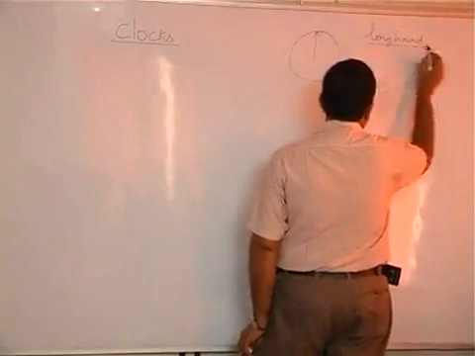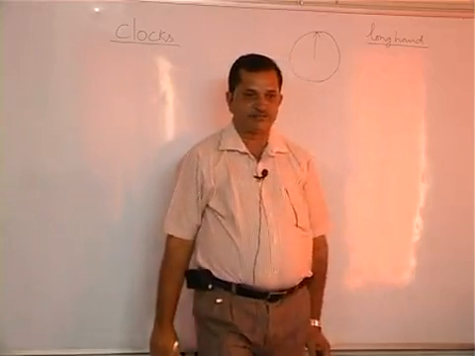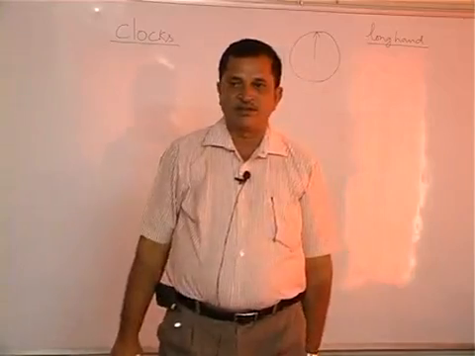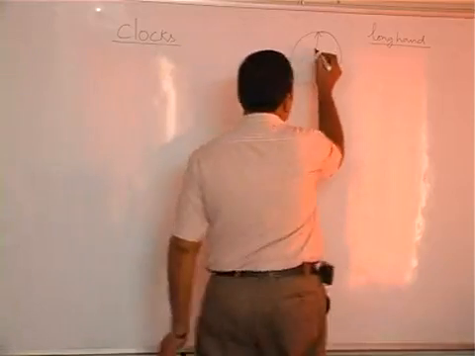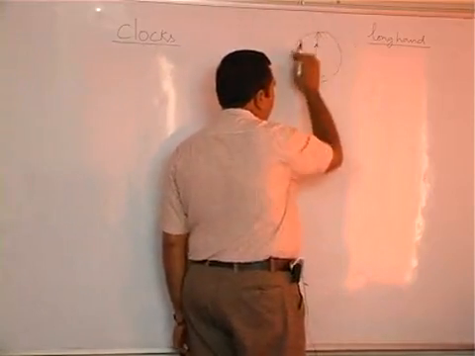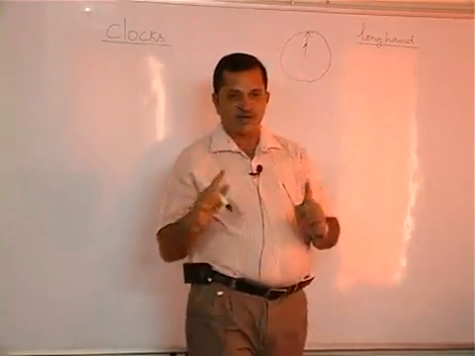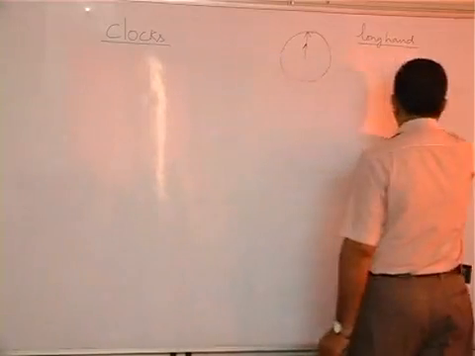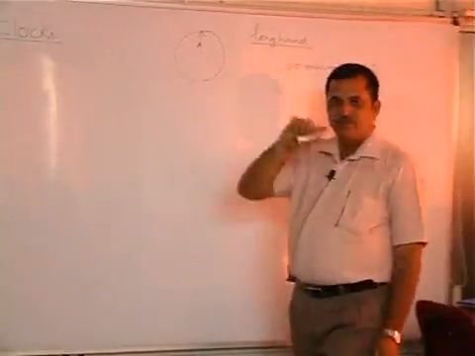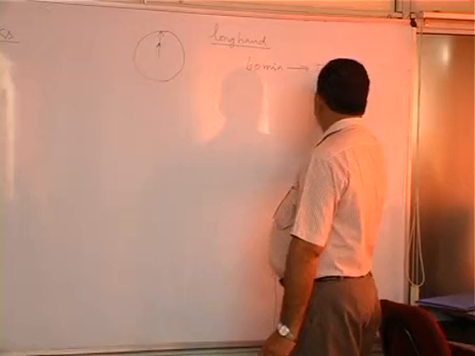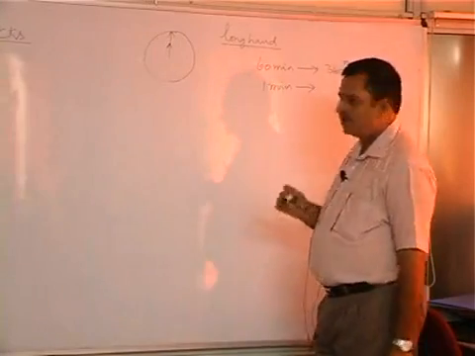Long hand: for completing one full rotation, how much time will it take? 60 minutes. 1 hour. Suppose the time is 12 o'clock. If it takes one complete rotation, it becomes 1 o'clock. So in 1 hour duration, that is in 60 minutes, how many degrees is the long hand rotating? 360. 360 degrees in 60 minutes means 6 degrees in 1 minute.